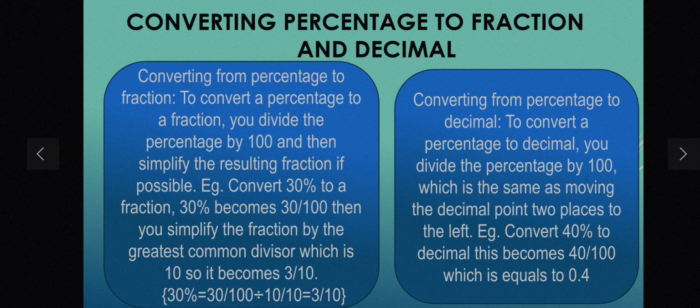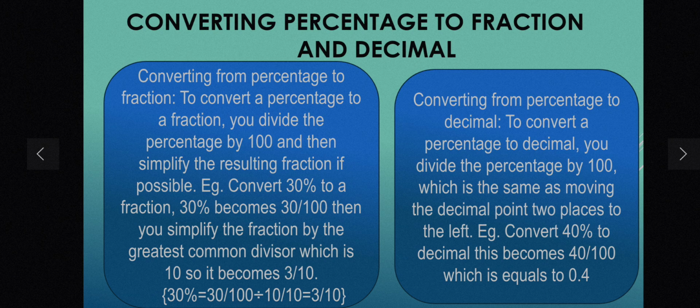When they say something is the greatest common divisor, that means the greatest number that can divide both the numerator and the denominator. And the greatest common divisor for 30 and 100 is 10. So when you divide 30 over 100 by 10, it becomes 3 over 10. You can see the workings laid out here below.